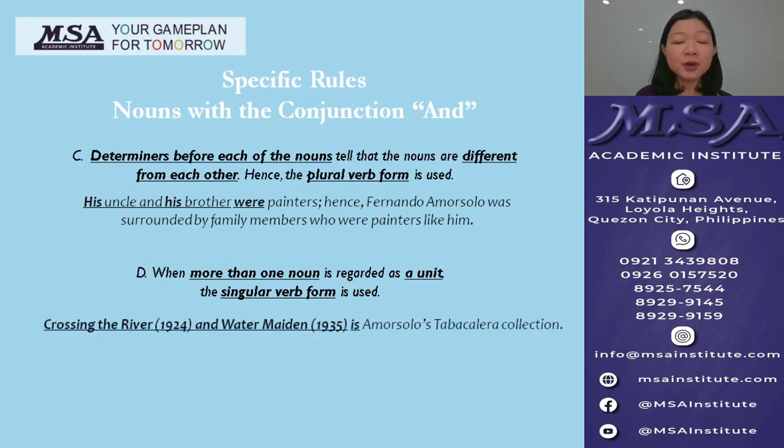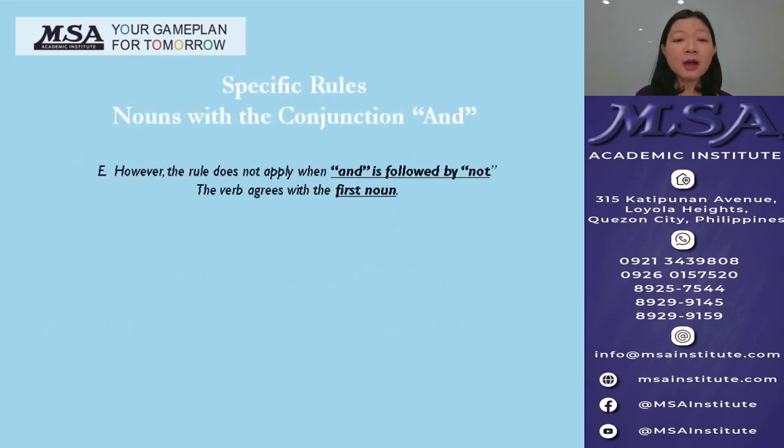For example, Crossing the River, 1924, and Water Maiden, 1935, is Amorsolo's Tabacalera collection. However, the rule does not apply when and is followed by not. In this case, the verb agrees with the first noun.